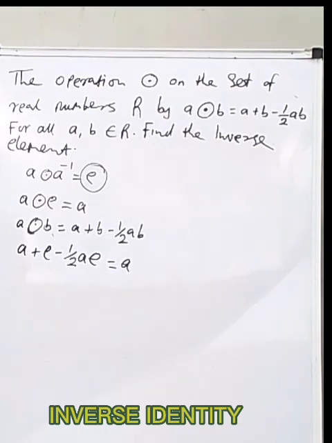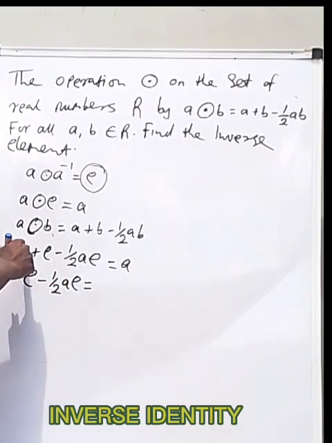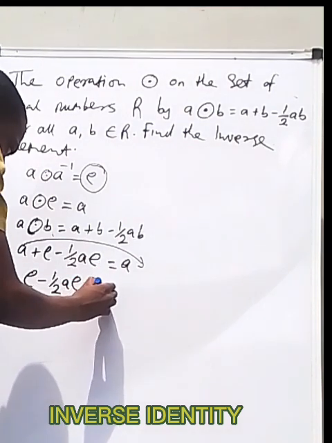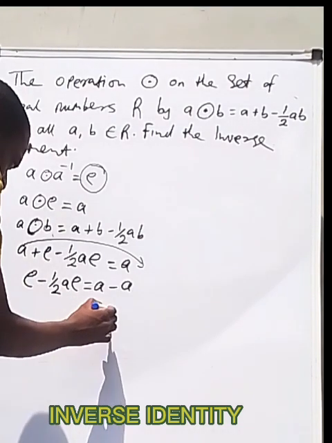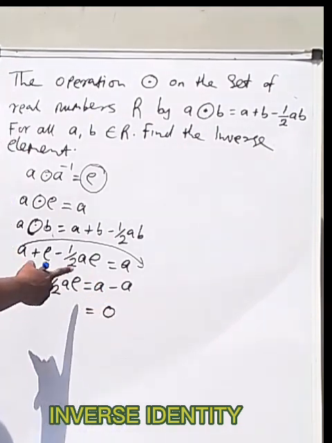Since I'm looking for the identity element, the target will be to make E the subject. On that note, I will move A to the right hand side. So I should be having A minus A. So at the left hand side, I have 2E. Then at the right hand side, I will subtract A. That will give me 0.